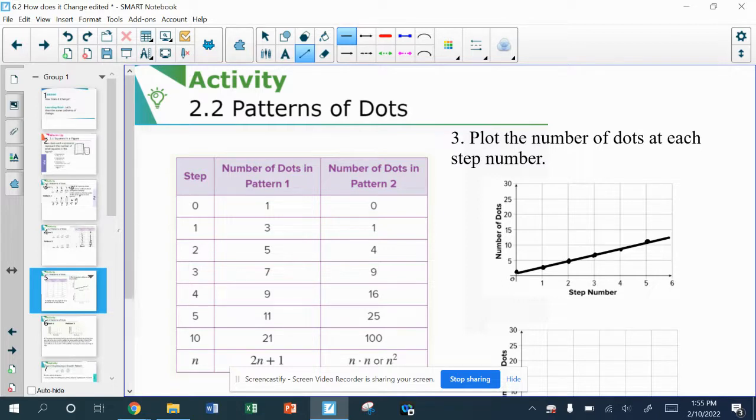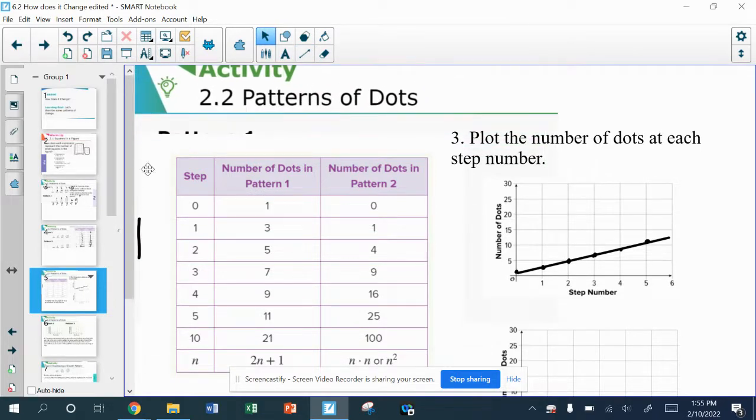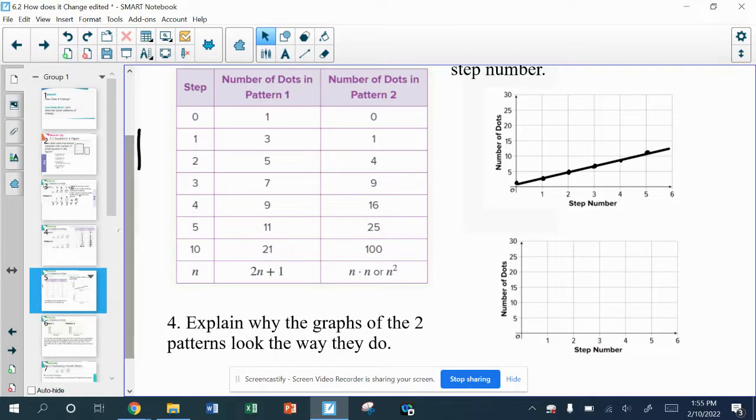For pattern 2, this is not going to be a straight line. If I can move the right thing, that's what I'm looking for. Step 0 was at 0. Step 1 was at 1. 2 is at 4. 3 is at 9. So already you can see it's clearly not linear. 4 is going to be at 16. 5 is at 25. Right?